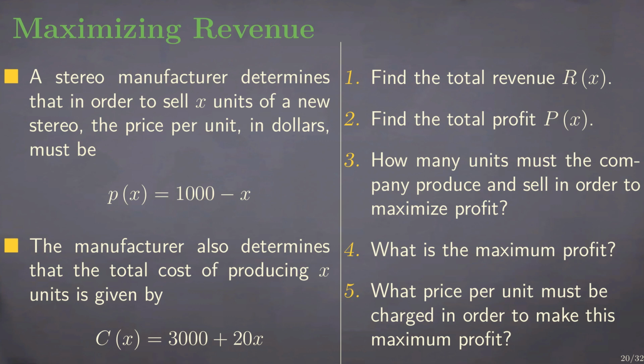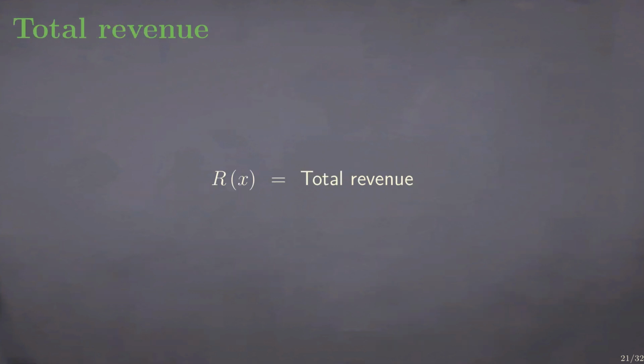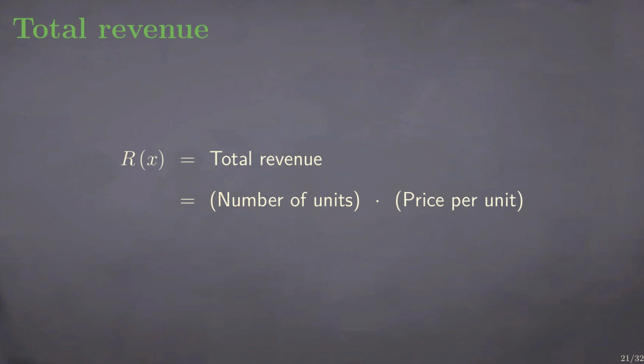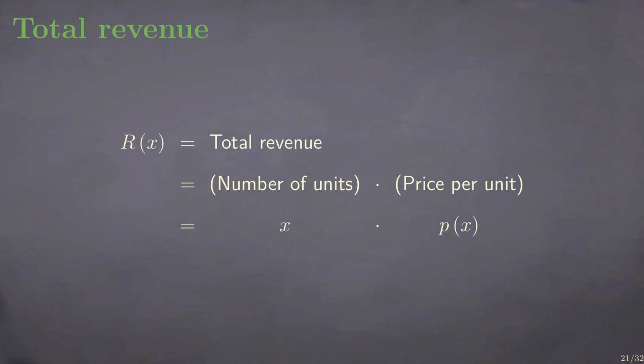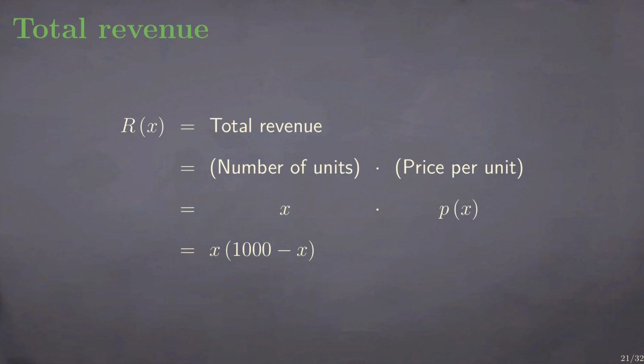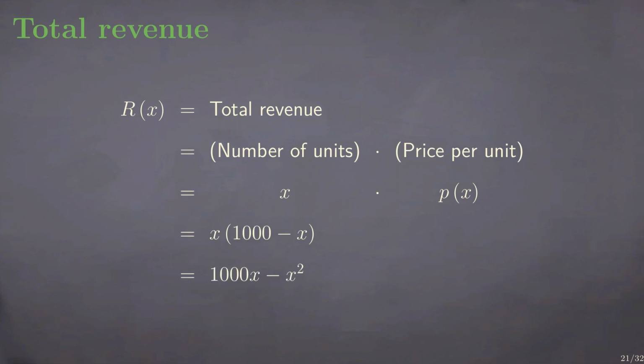Okay, so now for the total revenue. We know that the total revenue is actually the number of units times the price per unit. And you know that the number of units is denoted by x and the price per unit is given by the function P(x). So we can easily get that the total revenue R(x) is actually x times (1000 minus x), which is 1000 times x minus x squared. So this is a function that gives us the total revenue.